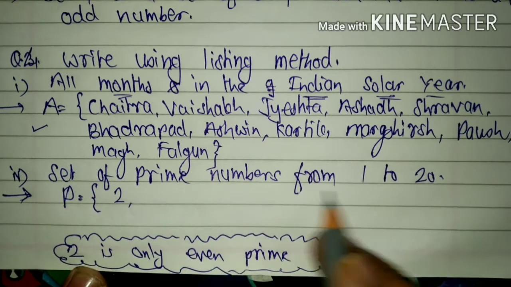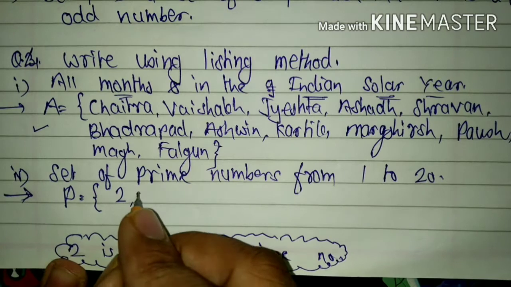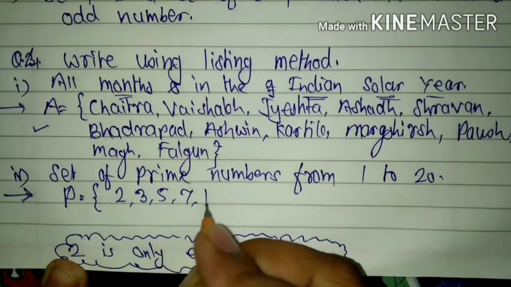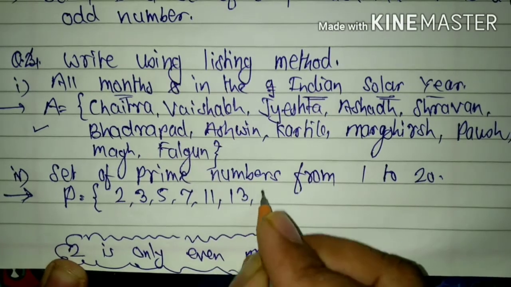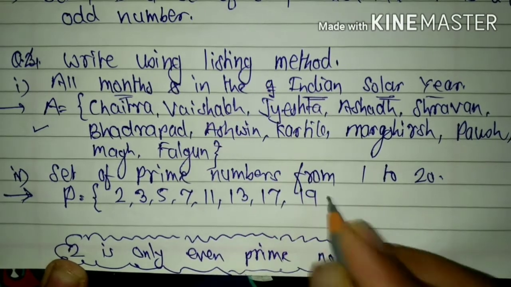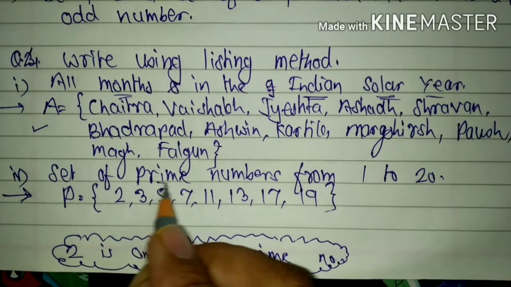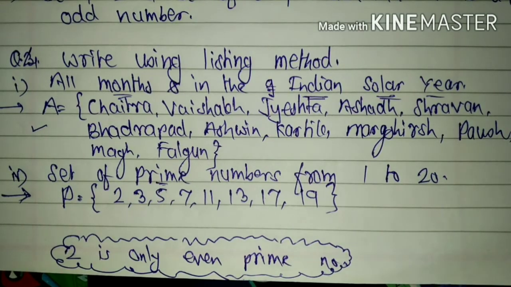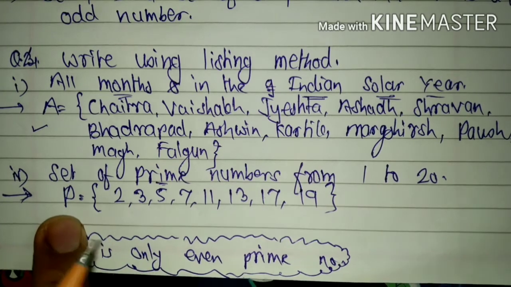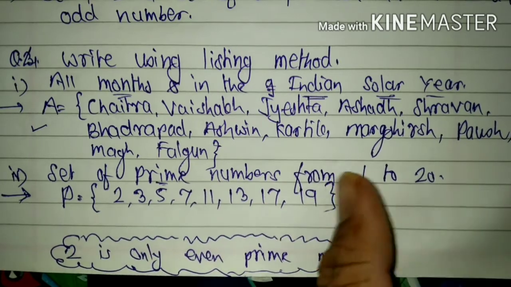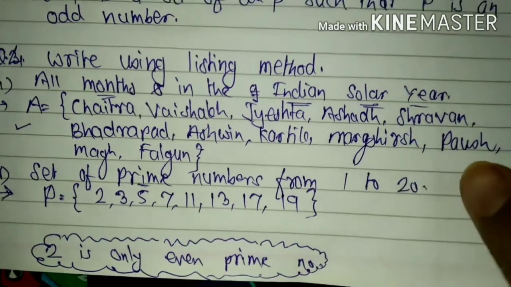Okay, set of prime numbers from 1 to 20: 2, 3, 5, 7, 11, 13, 17 and 19. These are the prime numbers. For that purpose we must know what we mean by prime numbers. Okay, that means a different part. Okay, now P is a set of prime numbers from 1 to 20. Okay, let us see question number 5.